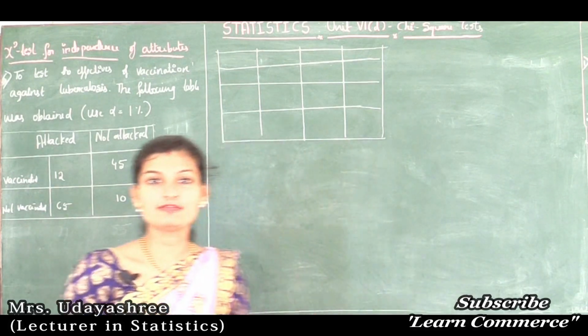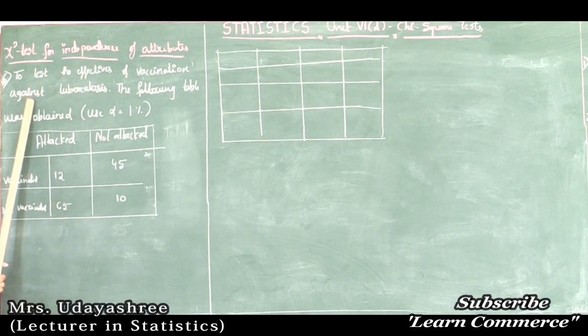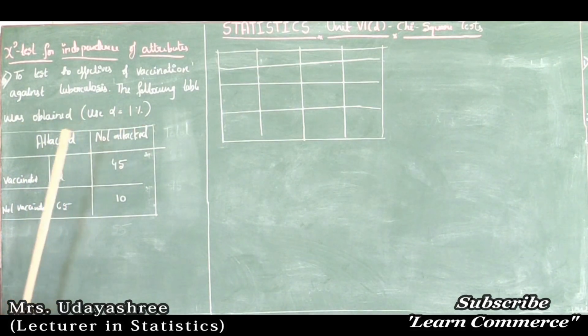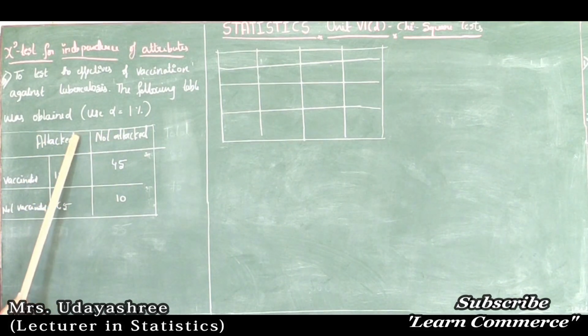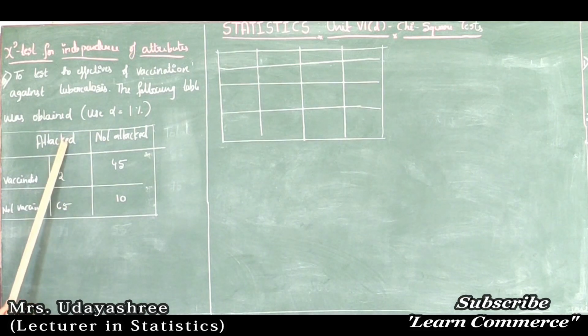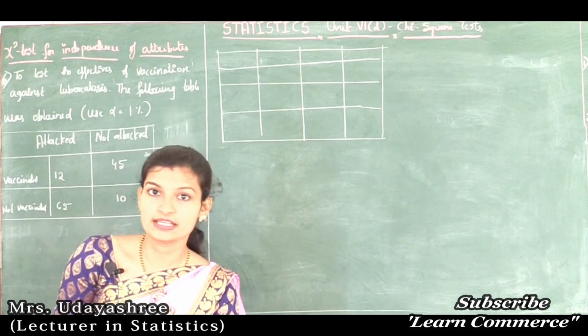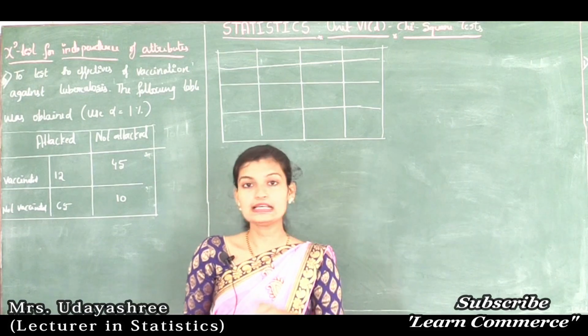In that, problem number 5, that is to test the effectiveness of vaccination against tuberculosis. The following table was obtained, use alpha equal to 1% level of significance. Here the given information is attacked and not attacked, in the sense tuberculosis attacked and tuberculosis not attacked, and vaccinated and not vaccinated. So what are the given attributes? Here the given attributes are vaccination and tuberculosis. So let's see the test procedure.